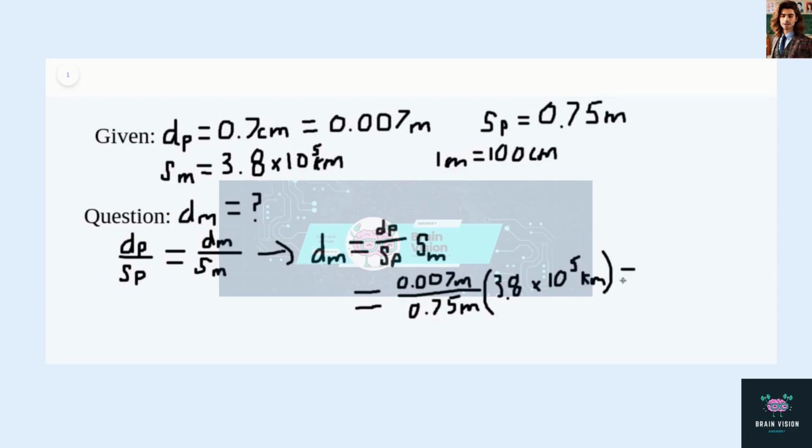Okay, and if you carry out this calculation, this comes out to be about 3,500 kilometers for the diameter of the moon. A comma here. Oops. Box that in as our solution.